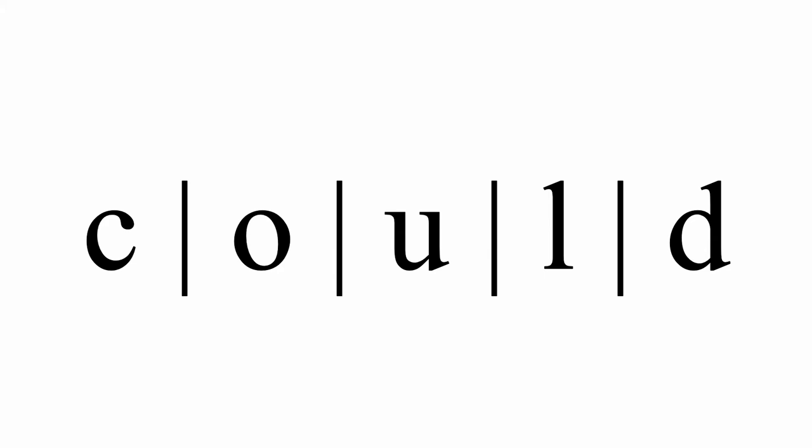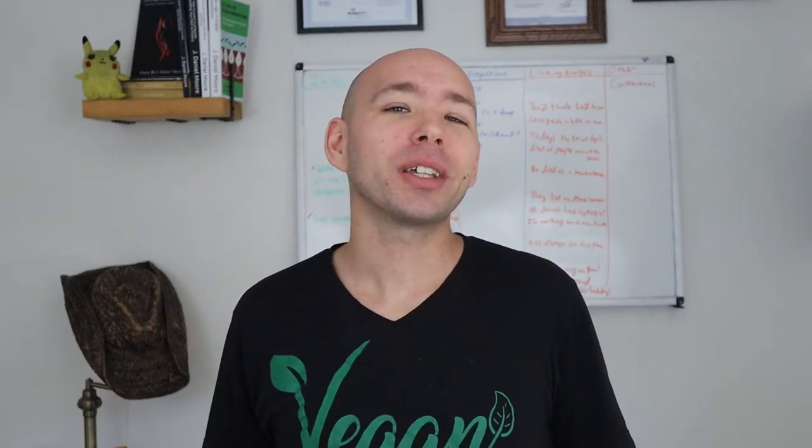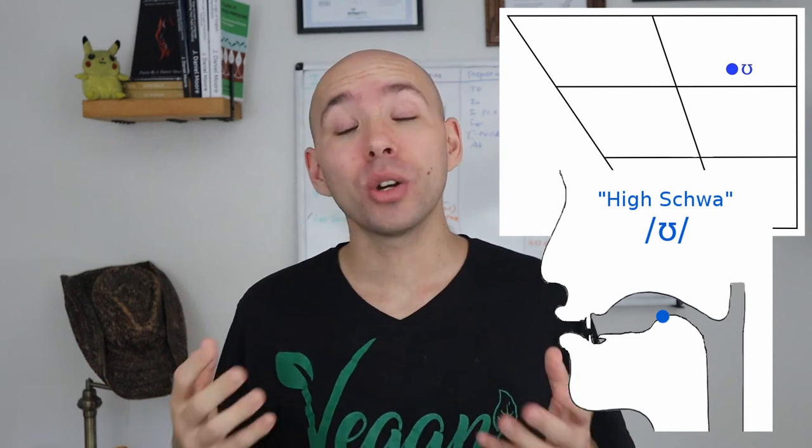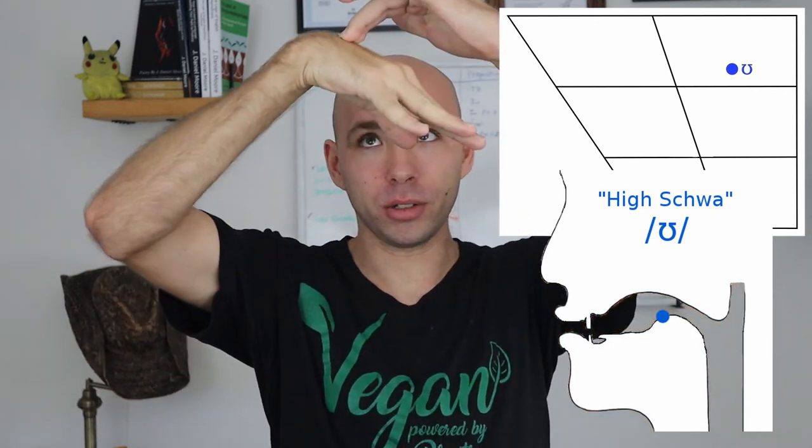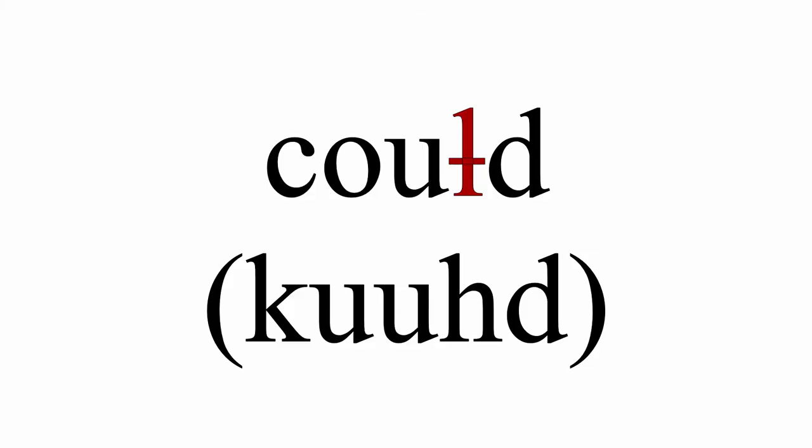Now this word has many letters, but it actually only has three sounds. That's right, three sounds. First, we have the K sound. Then we have the high schwa, which is what I call it because it feels kind of like you're moving the schwa sound up onto the back of your tongue. And then, of course, we have the D. So that L is silent, it's just spelling.